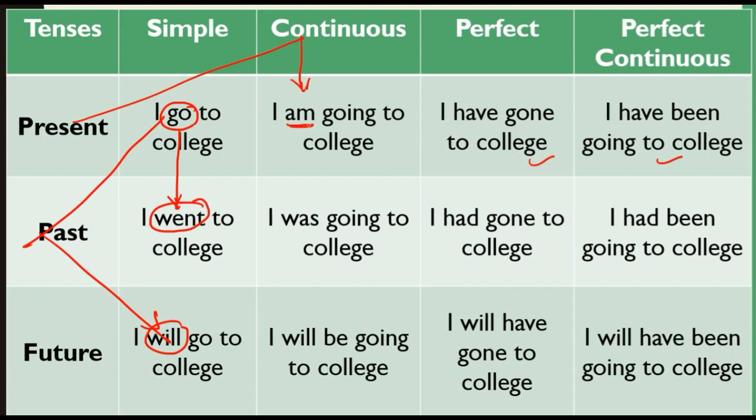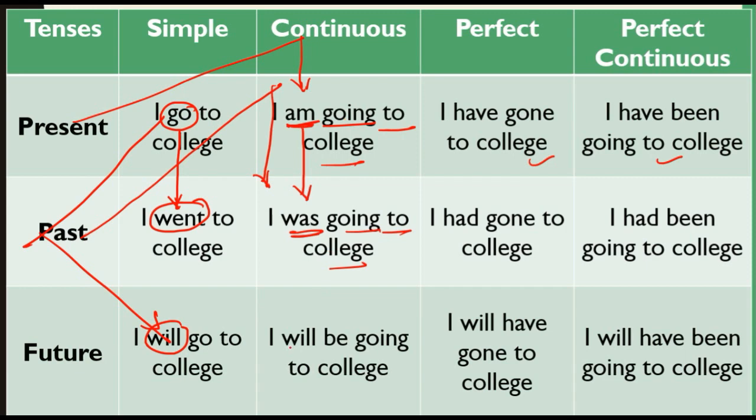And to convert present continuous tense to past continuous tense, the only thing we did was change the word am to was, which is very, very important because the past tense of am is was, and we kept the rest of the words as they are, as you can see in the sentence. So I am going to college became I was going to college.